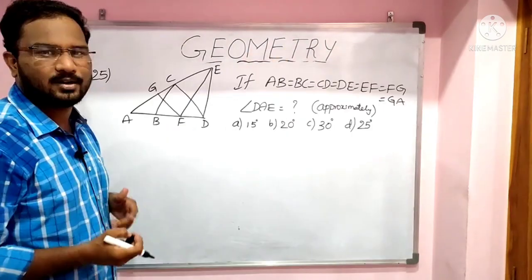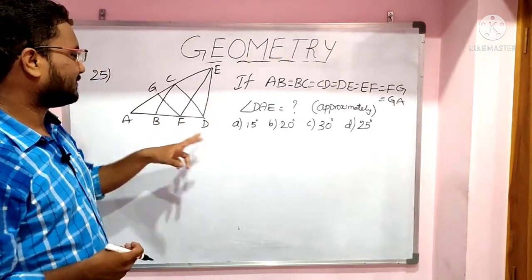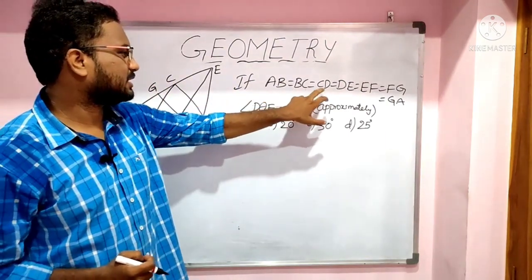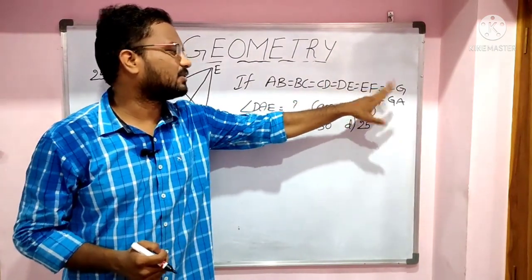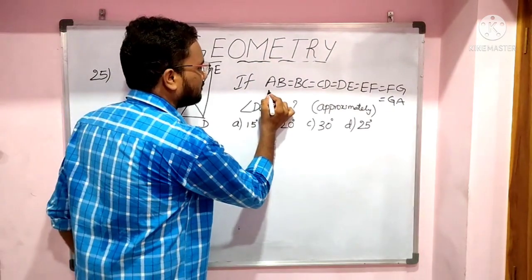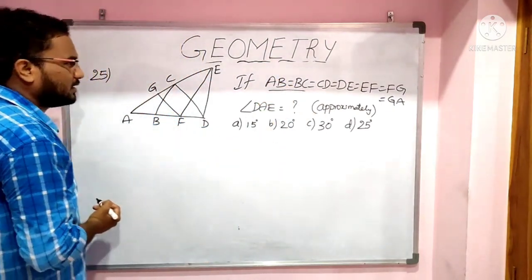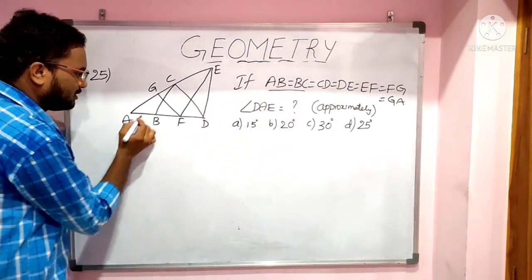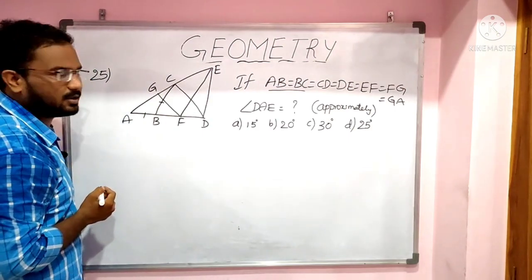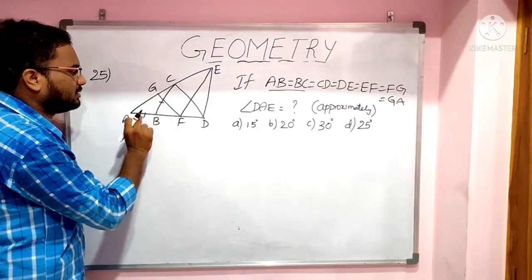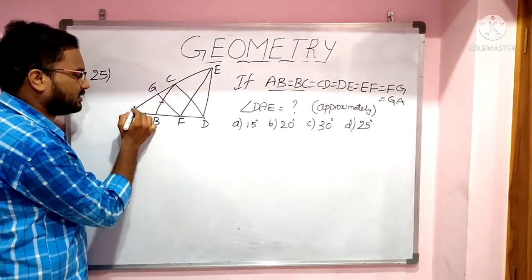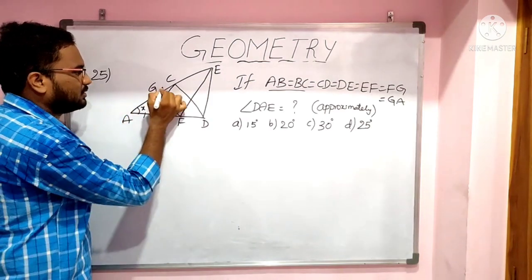Two sets of pairs. Next problem, he has given a figure. In this figure, AB equals BC equals CD equals DE equals EF equals FG equals GA, so all sides are equal. We need to proceed with this problem step by step. First, we will take AB equal to BC. This length and this length are both equal. So this is triangle ABC. In this triangle, these two sides are equal, hence these two angles are equal. If this is x, this will be x.